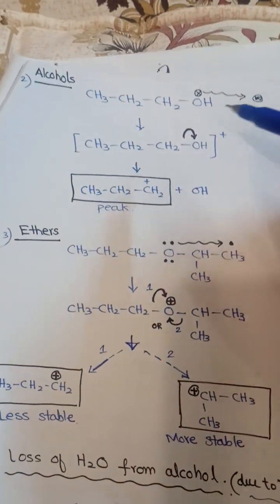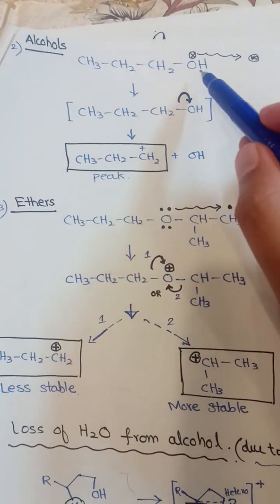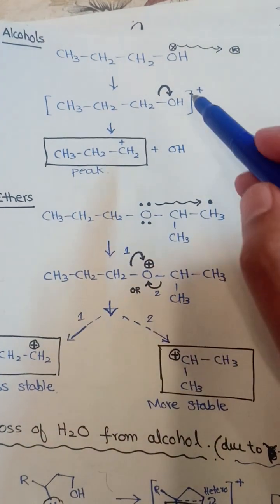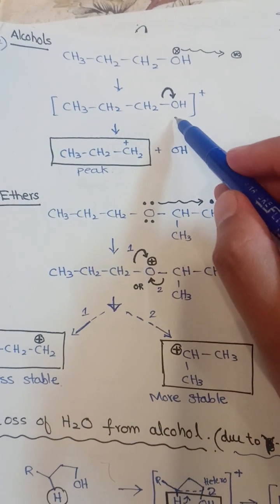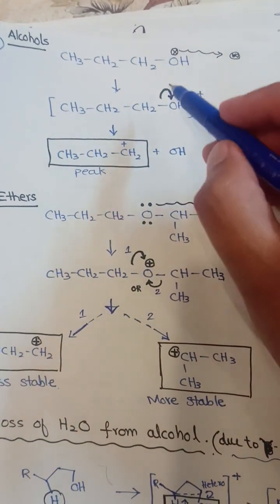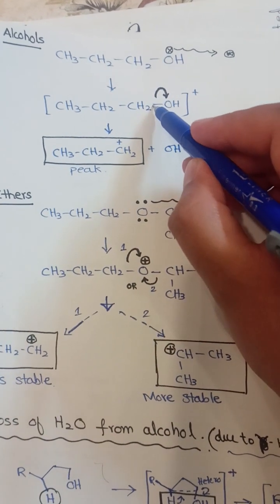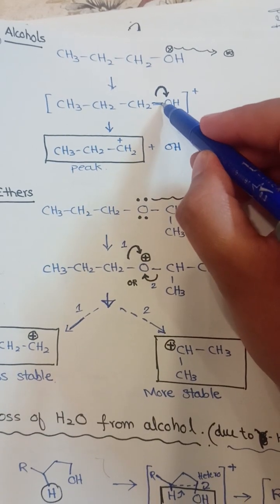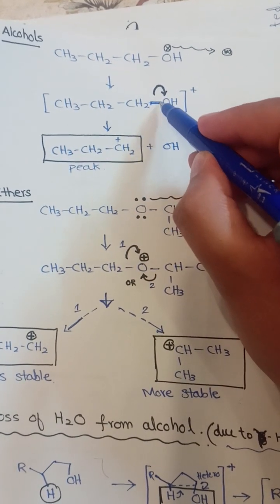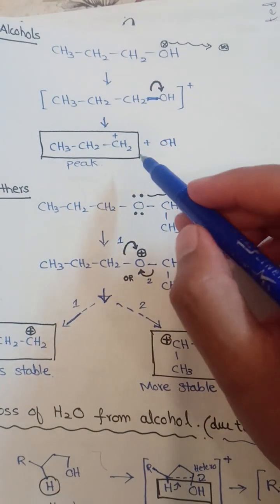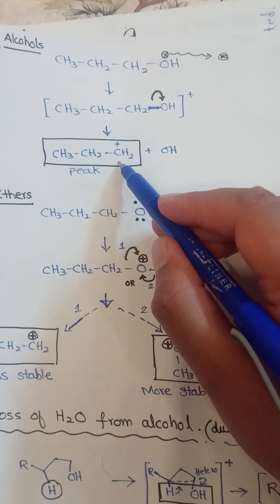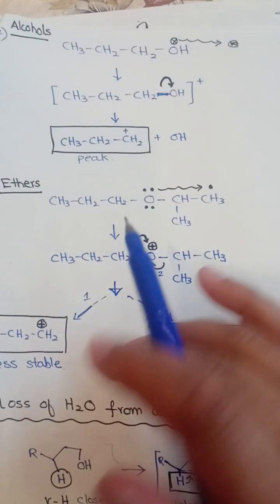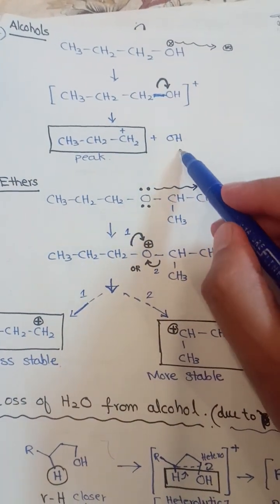Heterolytic cleavage in alcohols. Here we have propyl alcohol. Again, if one electron is removed from the oxygen of the hydroxyl group, we will get a molecular ion peak, and when heterolytic cleavage occurs, both of these electrons will shift towards the oxygen because of its electronegativity. That is why we observe heterolytic cleavage. In this case the positive charge will shift towards the carbon, and we get the peak of the propyl group, and the hydroxyl will be a free radical.